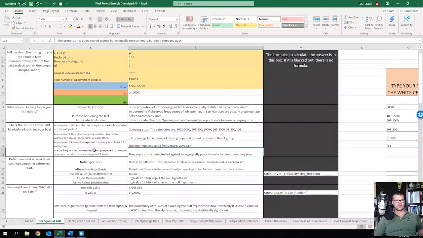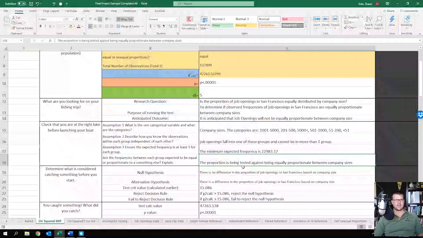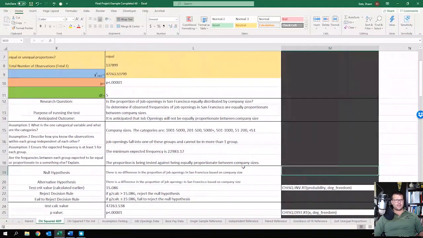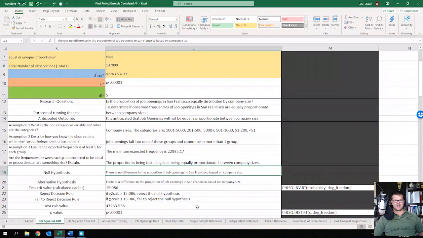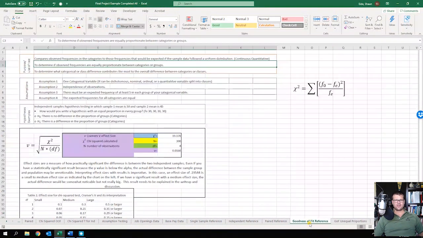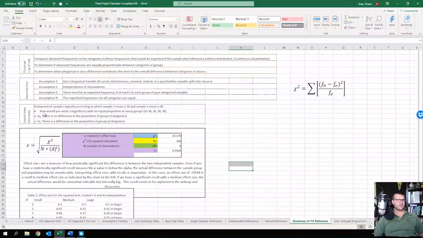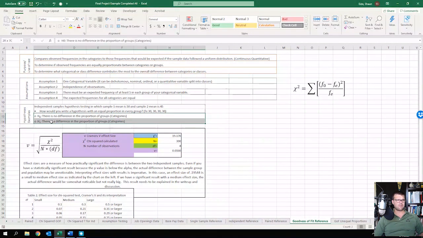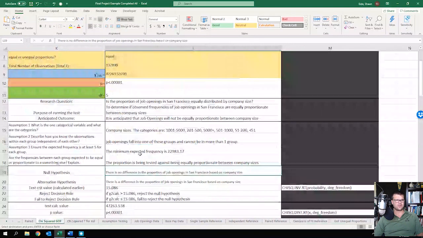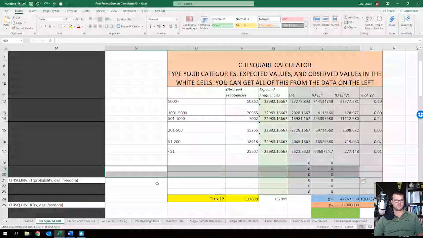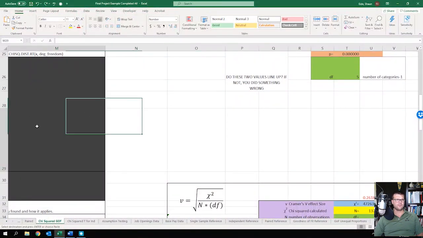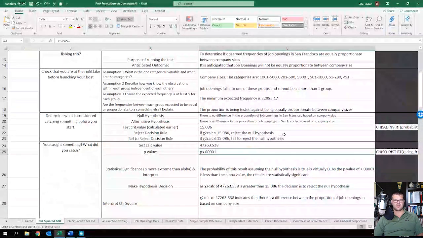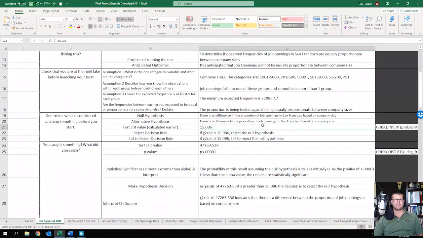The proportion is being tested against being equally proportionate between company sizes. That's what we're doing. So what is the null and alternative hypothesis? Once again, I have all these things written out. Really simple. You come right over here, and for the goodness of fit, just copy and paste this. Copy, Control C. Go back to the goodness of fit. And you can paste it and modify it, okay?